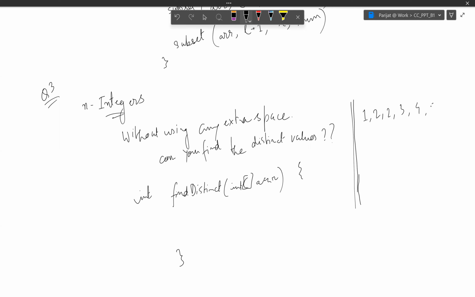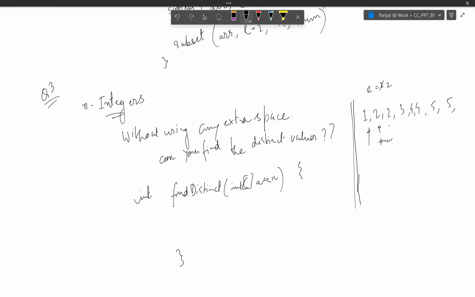Once you have sorted it, if it looks like this, you just see, okay, this is my first distinct element. Then you come here, this is my second distinct element. So you have count equal to 1, then count becomes 2. Then you move forward, you see, okay, I have the same value of 2, so I don't do anything. You can call this prev.